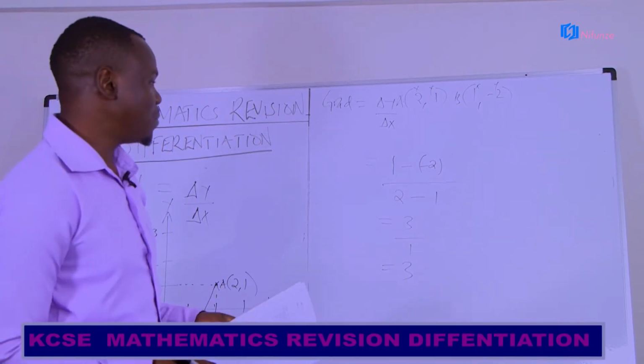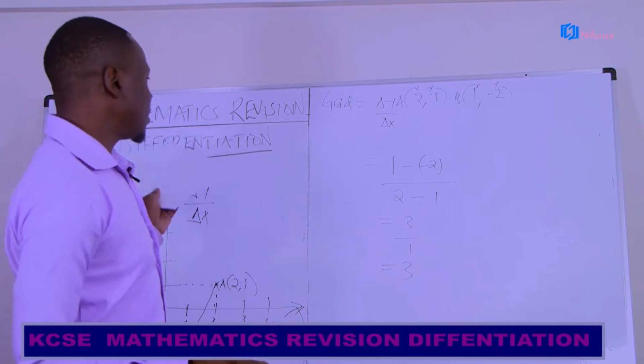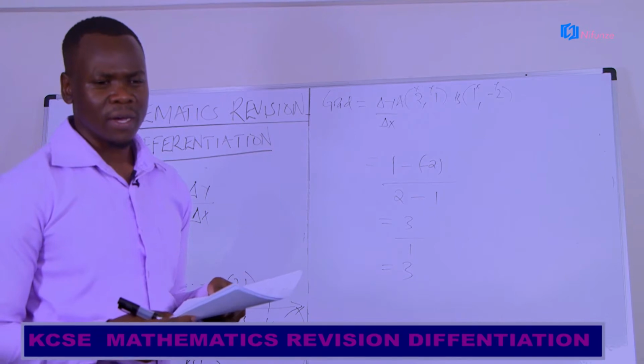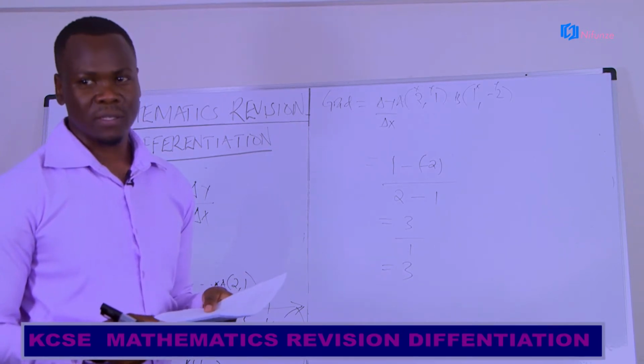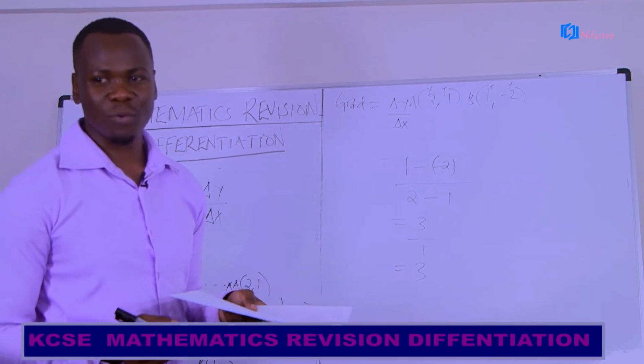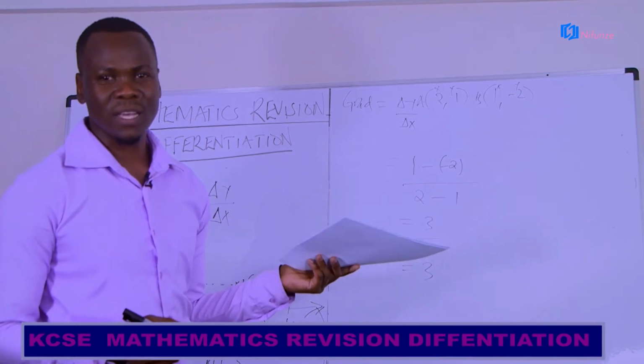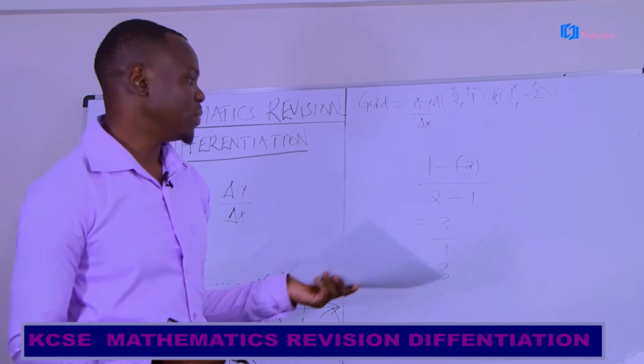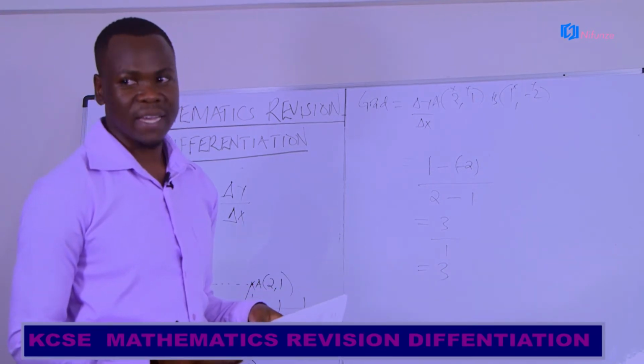And that's very simple. This only applies when we have straight lines. However, you can get curves. A curve is a line which is not straight. It changes its gradient. It can be positive, it can be negative depending on where it turns.